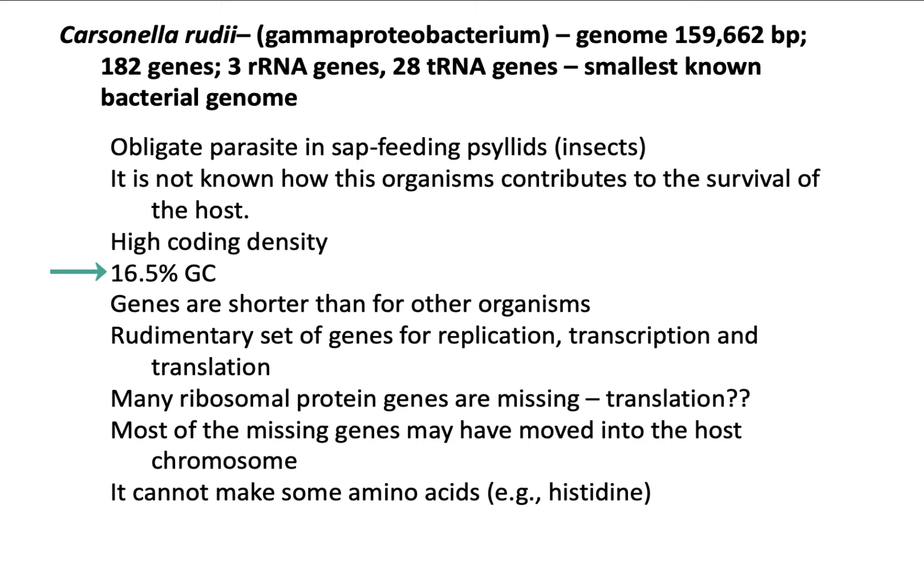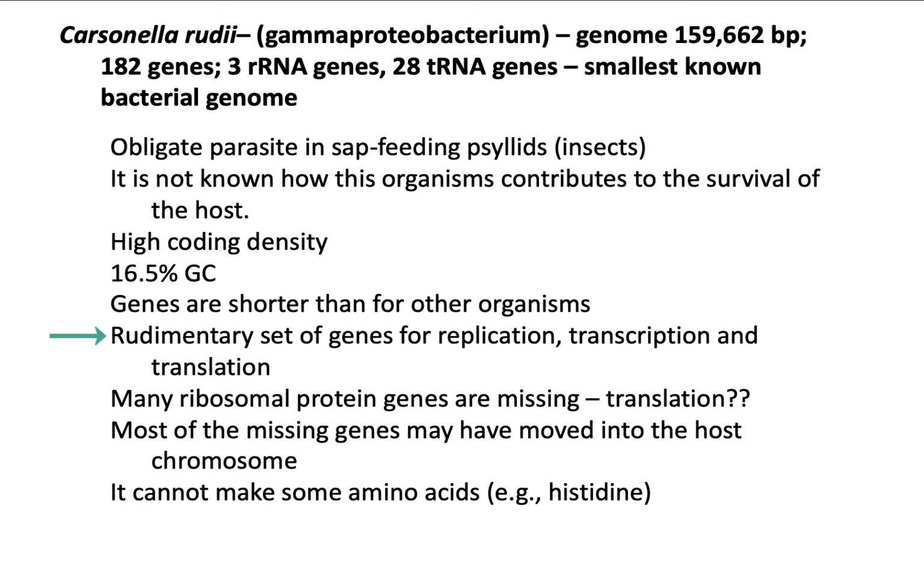In a previous presentation, I showed a graph where, as the genomes of these symbionts and eventually organelles become smaller and smaller, the GC content goes down from a free-living organism having around 50% GC down to a much, much lower GC content. The genes are shorter than for other organisms, so not only is the genome shrunk, but some of the genes are shorter as well.